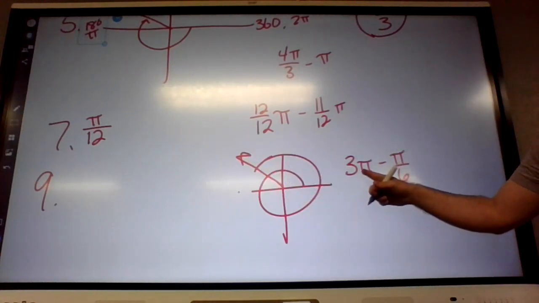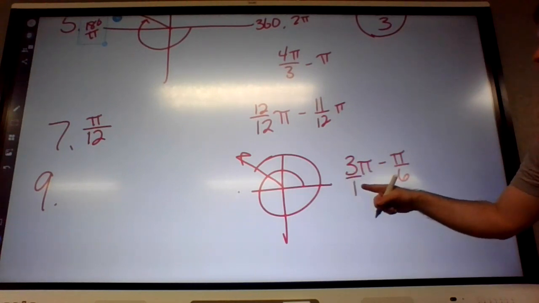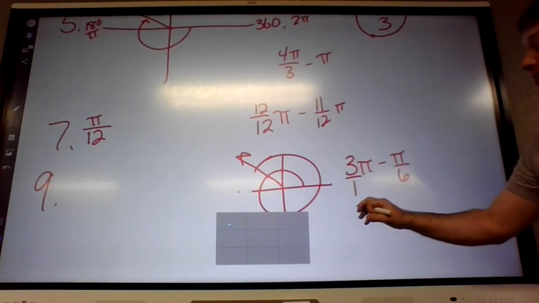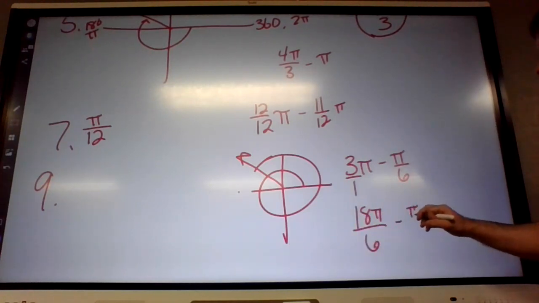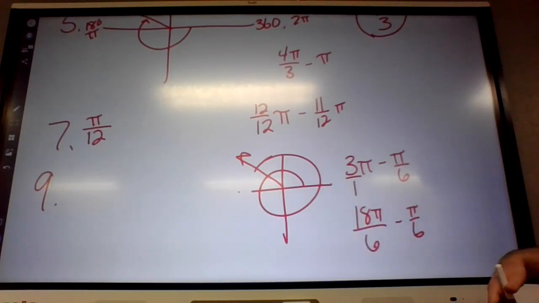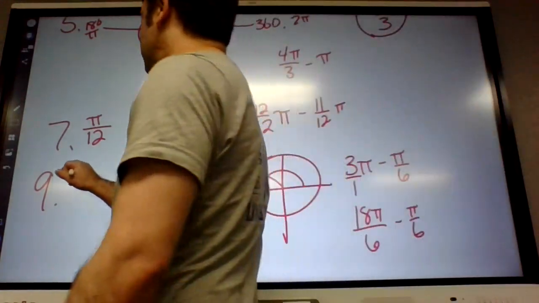It's kind of a mess. You guys remember how to change fractions? Just multiply by 6 on top and bottom. You could use your calculator. So it's 18 minus 1 pi is 17 pi over 6.